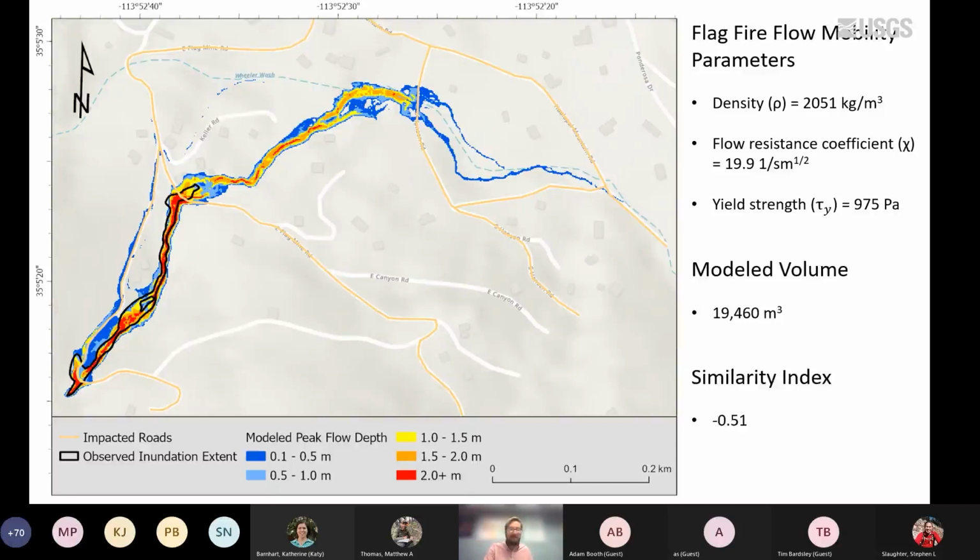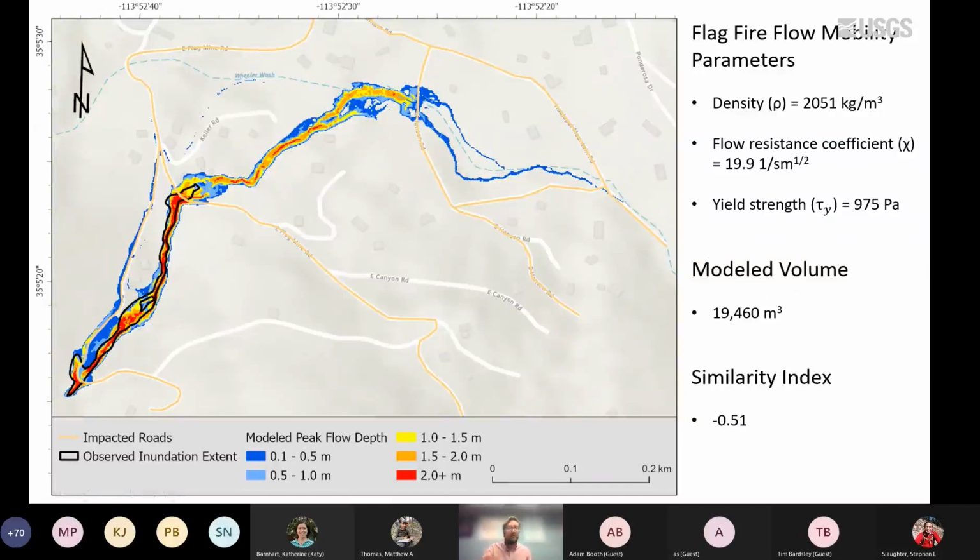And then from the extent of inundation perspective, a similarity index of about negative 0.51. So this, I think, once again really highlights the necessity of having a well-constrained volume. You can imagine that if we used this input volume and had to recalibrate the site, the flow resistance and yield strength values would be much different to compensate for the more material being more mobile.